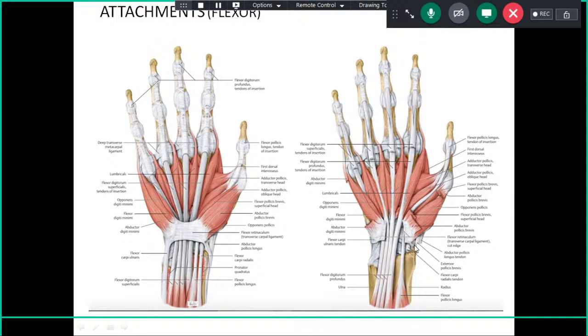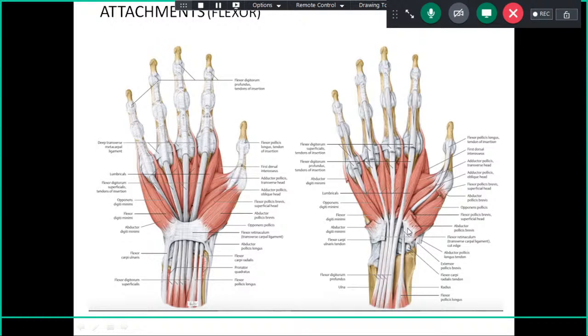When I mentioned that your flexor carpi radialis is passing through the flexor retinaculum, you can appreciate very clearly that this is the tendon of flexor carpi radialis. It is going through the flexor retinaculum, and when it is going through, it is lying deeper to this muscle, which is the abductor pollicis brevis. The tendon of flexor carpi radialis is deeper to the abductor pollicis brevis.